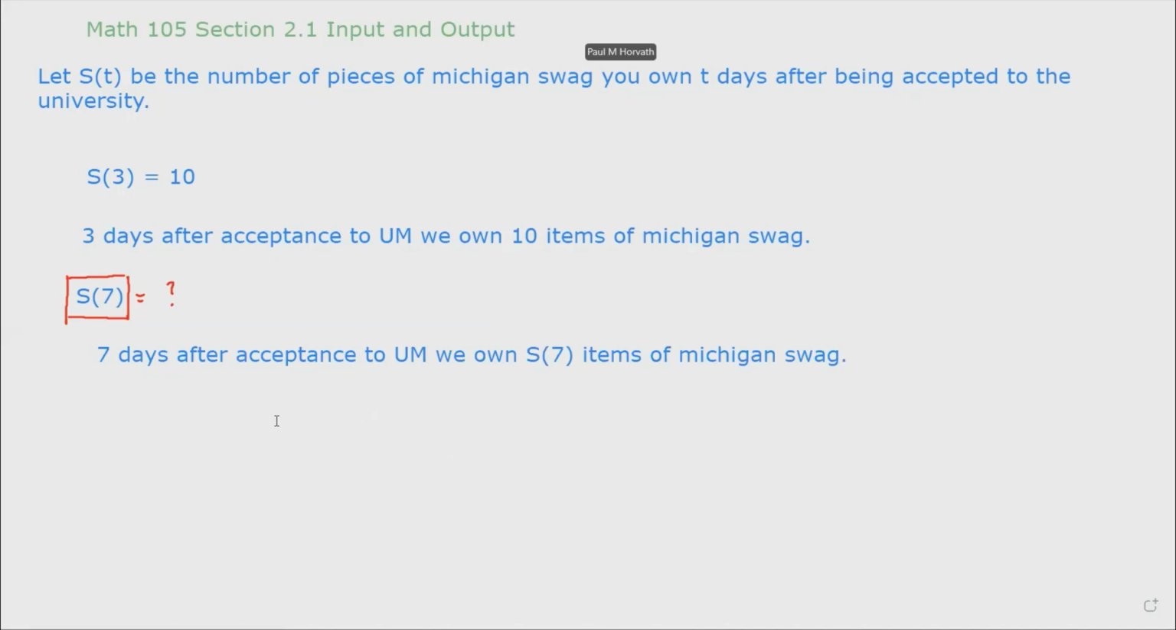Let's try one more. If I said something like this, S of, oh, I don't know, is equal to 10. Or no, what's not 10? Let's say 15. In this case, we're looking for on what day after admission have we collected 15 items of swag.